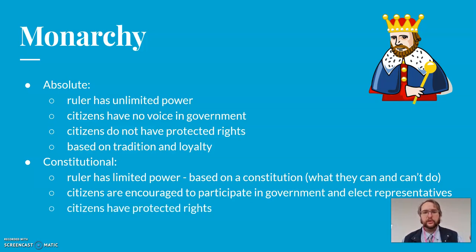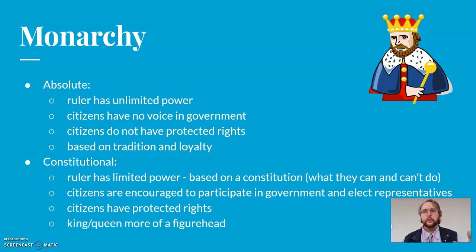So in a constitutional monarchy, the king or queen doesn't really have a lot of power or a lot of say. There's a separate government in which there's elected representatives, maybe a prime minister, parliament, like in Great Britain. All right, citizens are engaged in the government. Citizens' rights are also protected in a constitutional monarchy.